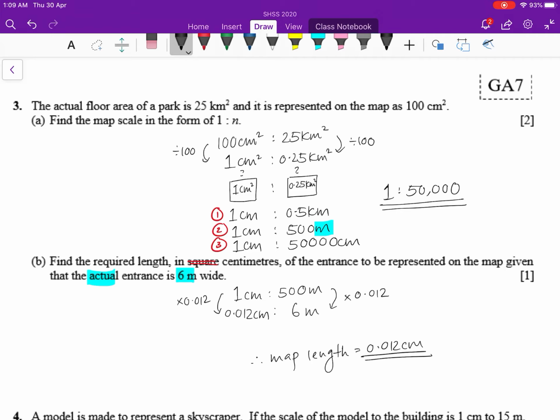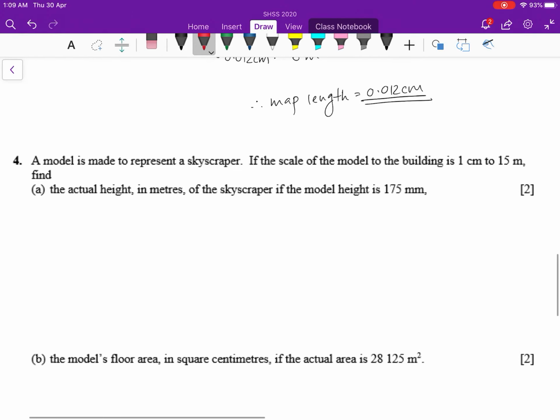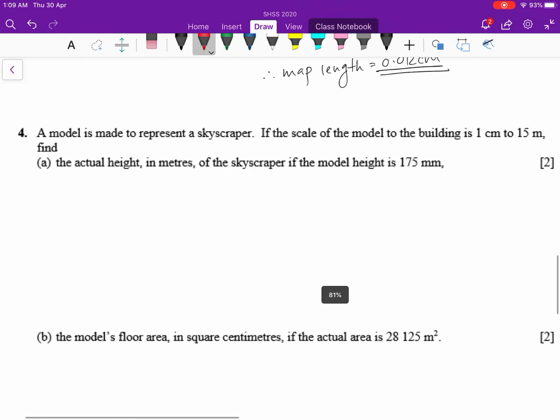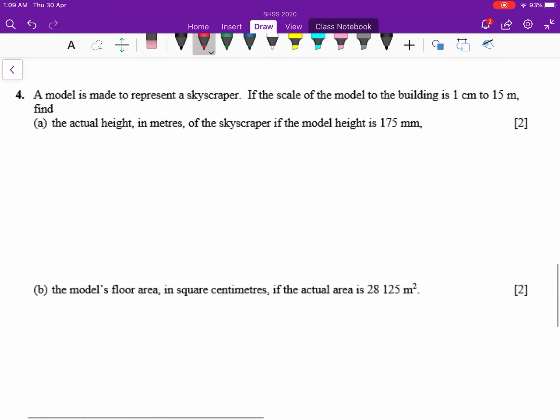See how easy it is if I have all three, cm to km, cm to meter, cm to cm. You wouldn't know which part requires which unit to be used. So I rather have all three first. Let's do question number 4, which is our last question. A model is made to represent a skyscraper if the scale of the model is 1 cm is to 15 meters. Okay, so find the actual height in meters of the skyscraper if the model height is 175 mm.